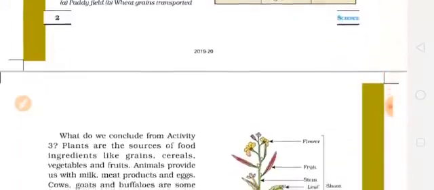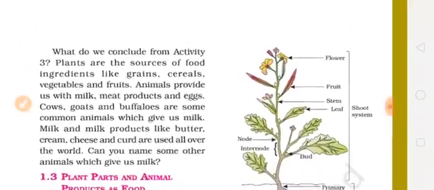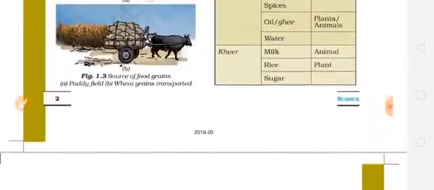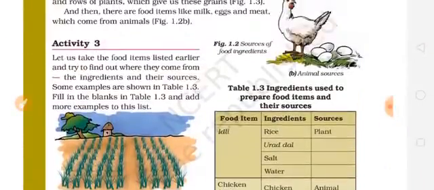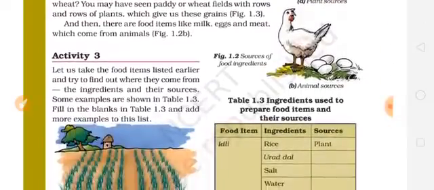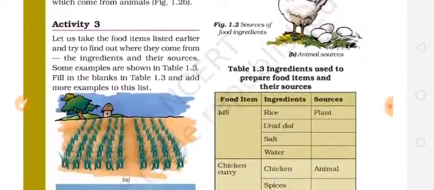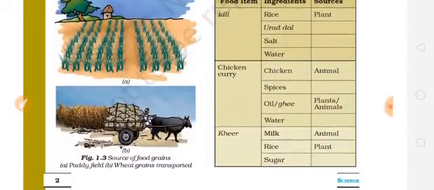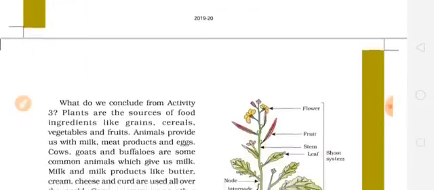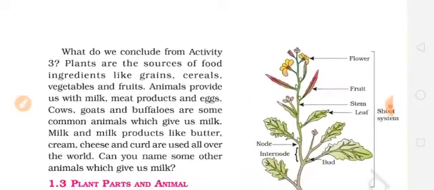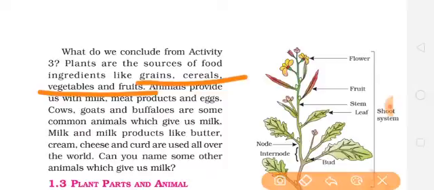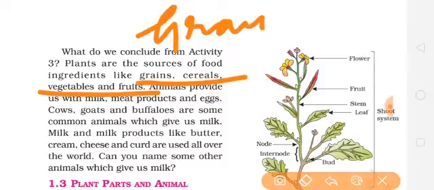Chicken curry, chicken is an animal product. Spices are a plant product. Oil and ghee, from plants also we get it, and from animals also we get it. Water from the earth, that is from rivers and ponds. Kheer is a payasam, okay. Milk, rice, sugar, all these ingredients are needed while preparing kheer, and there milk we are getting from animals, rice we are getting from plants, and sugar, there it is a vacant place, there you should write that sugar we are getting from sugar cane.